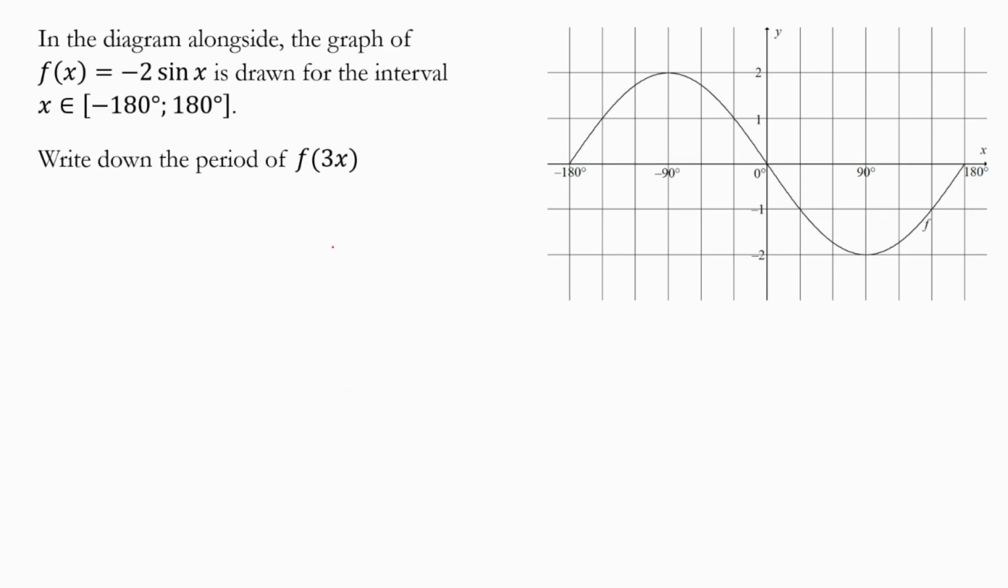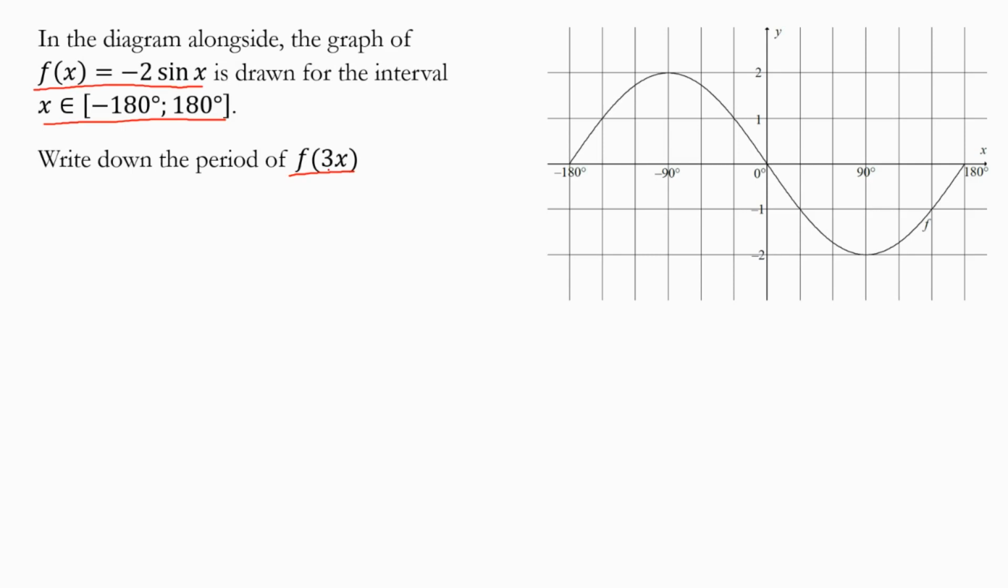Welcome back, smart mathematicians. Let's do question 7.2. In the diagram alongside, the graph of f of x is equal to negative 2 sine x is drawn for the interval x element of this domain, where x is from negative 180 degrees to 180 degrees. Write down the period of f of 3x. We can straight away write down that the period is 120 degrees. But now, how do we get that 120 degrees? Let me just explain that.